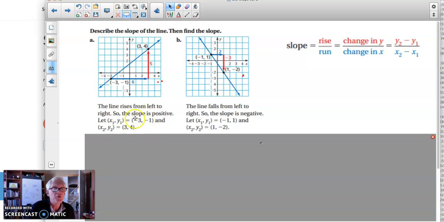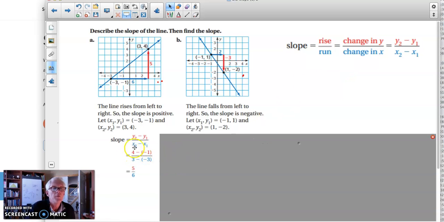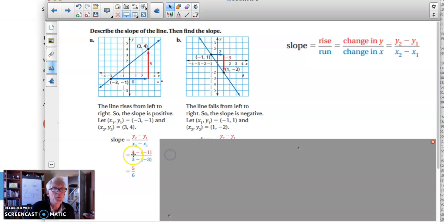So you take those numbers, you let these letters be those numbers, and you plug them in, and you end up with 4 minus negative 1. On the graph, it's this 4 minus negative 1. You get 5. 4 minus negative 1 is 5. Then you go 3 minus negative 3, which is 6, and you get the slope of 5/6.